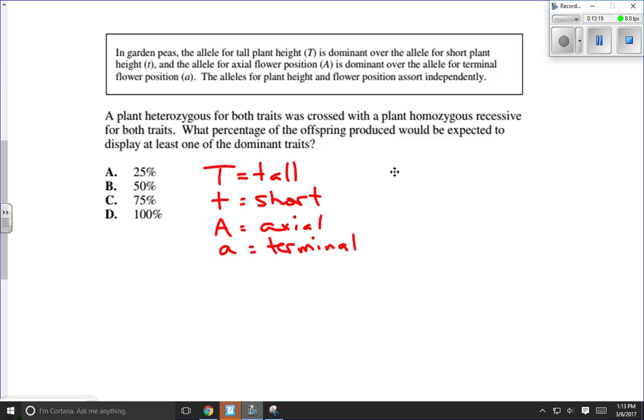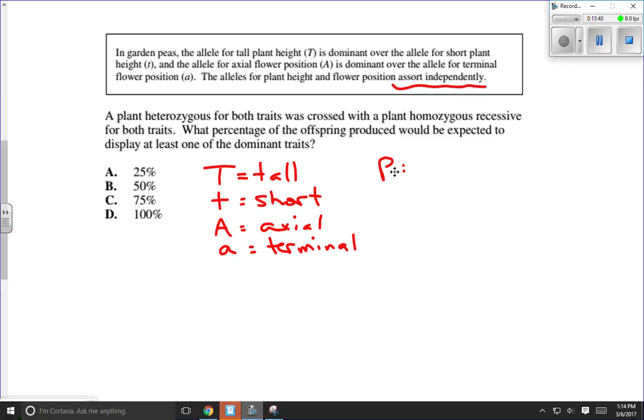All right, then we are told that the allele for plant height sorts independently. We always want to see that. That means they're on separate chromosomes. Sometimes it'll say these alleles are on separate chromosomes. Sometimes it'll say they sort independently. That just means a Punnett square would be an appropriate way to solve the problem. So a plant heterozygous for both traits.